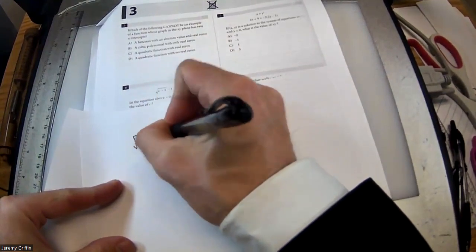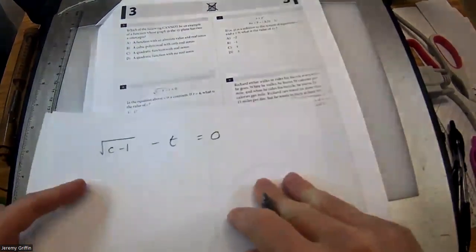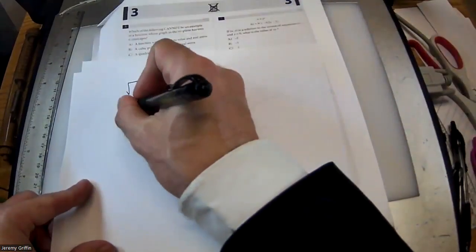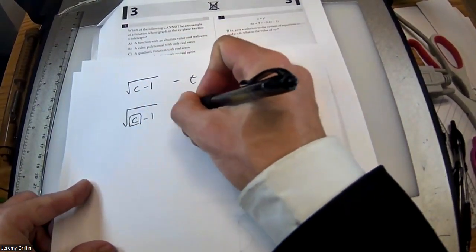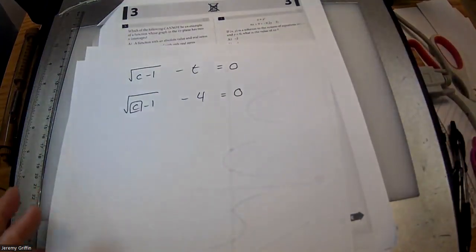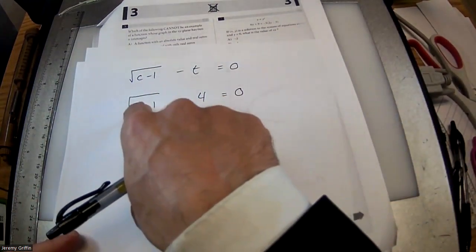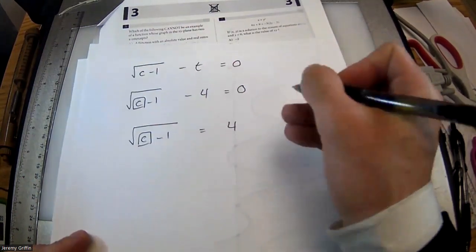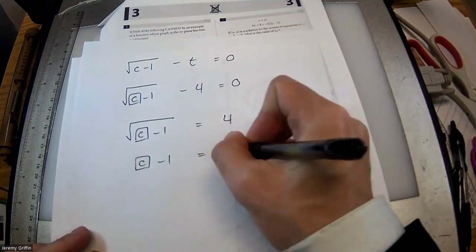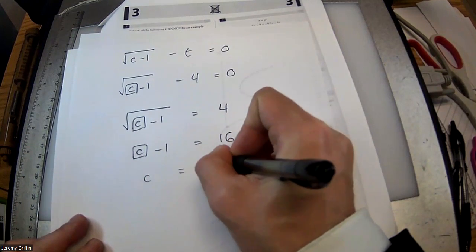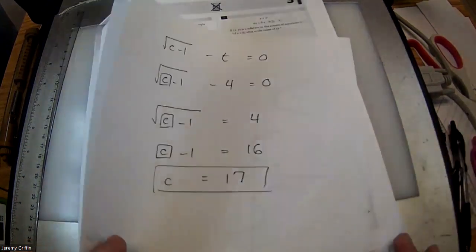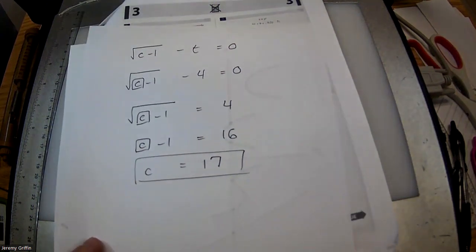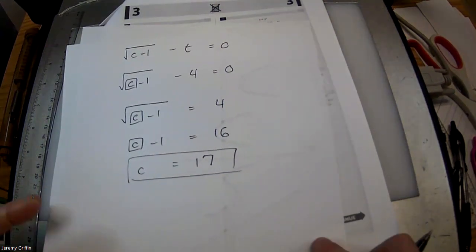Number 6, write this down. Square root of c minus 1, minus t is equal to 0. If t is equal to 4, then what's the value of c? So we're solving for c, and for t, just put a 4 there. You guys have done plenty of algebra in here, so we're going to unbury the c. I'm going to add the 4 over, square both sides, add 1. Done. That's A. Number 6 is A. You guys got that? 6 is A.